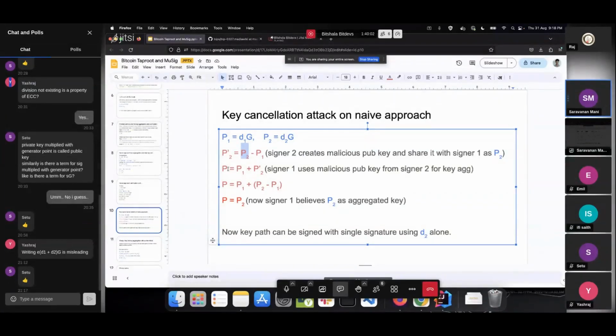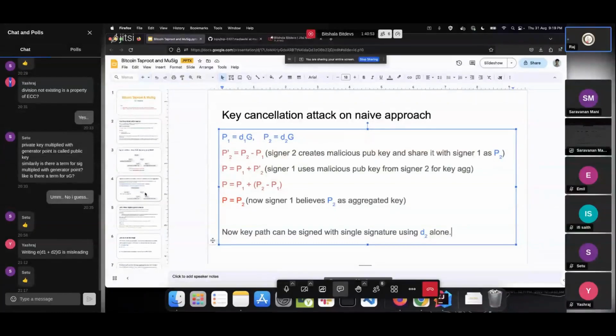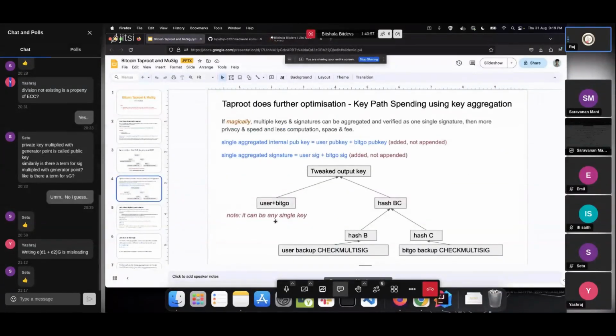Now if we expand the equation, it is P1 plus P2 minus P1, because that's what he did here. So ultimately the aggregate becomes P2. So the second signer, the attacker, can simply use d2 to make this transaction a valid one. He basically tricks the first guy. Instead of honestly giving his P2, he gives P2 minus P1. But the first guy doesn't know what P2 is, so he believes that P2 dash is P2, and goes ahead and creates the aggregation. Now the aggregated key is basically P2, and because of that it can be solved by d2, which is known by only one guy.